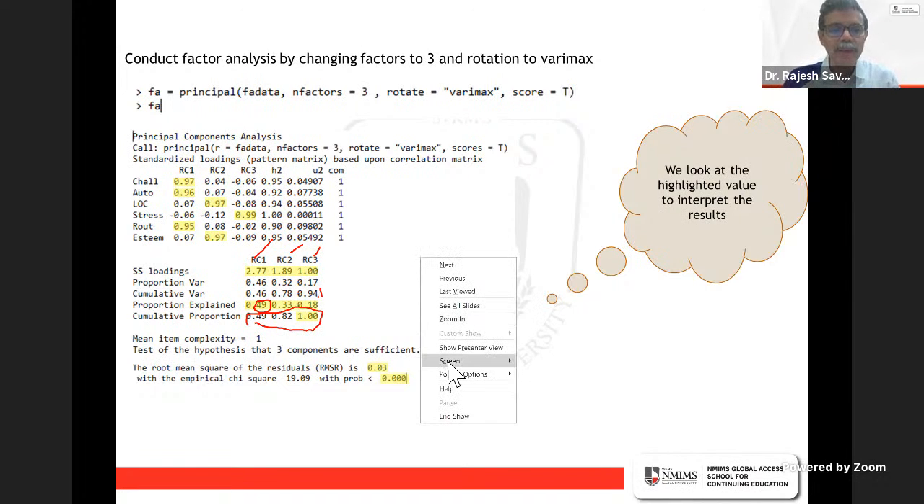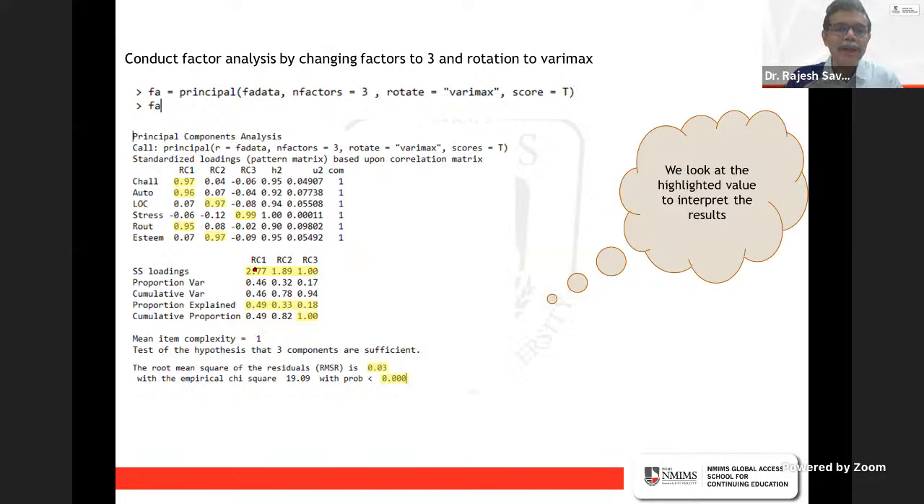Now this is the thing which I explained. RMSR is 0.03. That's okay. Root mean square of the residuals, which is also very important, is also very strong over here. Now I'll explain the scree plot.